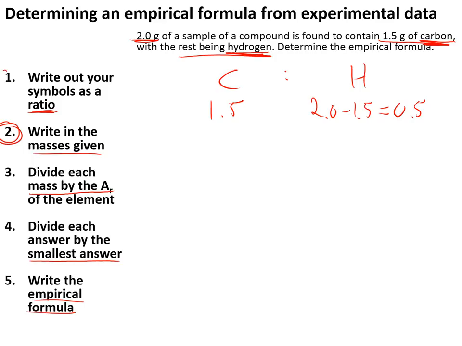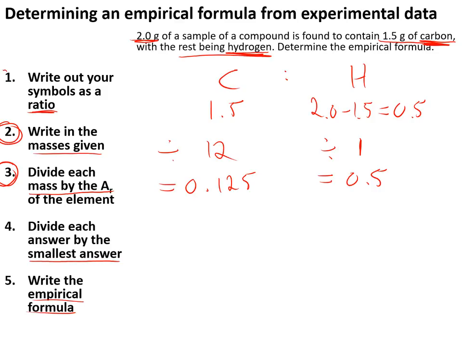Then it says to divide each mass by the relative atomic mass of the element. So we're dividing by Ar. Now we don't have the relative atomic masses in the question, so let's look on the periodic table. If you do that, you'll find that for carbon it is 12, so we divide 1.5 by 12. For hydrogen, we find the answer is 1, so we divide hydrogen by 1. So 1.5 divided by 12 gives us 0.125, and 0.5 divided by 1 gives us 0.5.